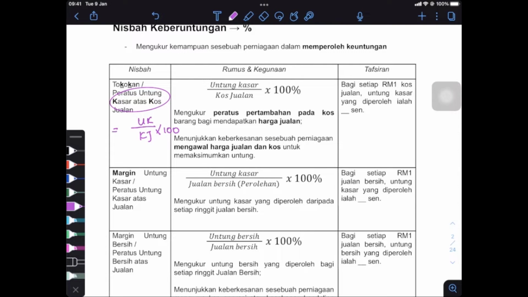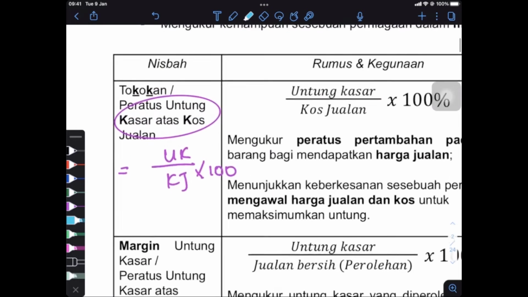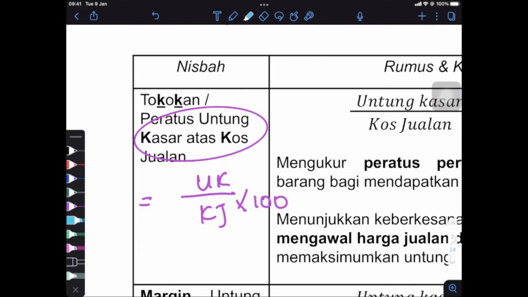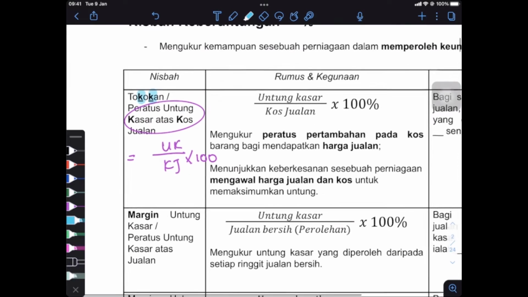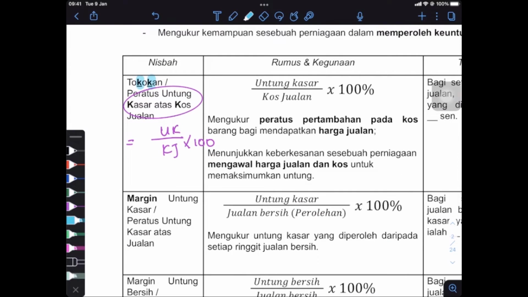So tokokan, how I remember the formula is from seeing the name. So you can see that under tokokan we have 2K. So the first K stands for untung kasar, and the second K stands for kos jualan. This is mainly to differentiate between tokokan and your margin untung kasar, because both of them use untung kasar. So untung kasar can be over kos jualan to get your tokokan, or untung kasar can be divided by your jualan bersih to get your margin. So this is how I memorize my formula.